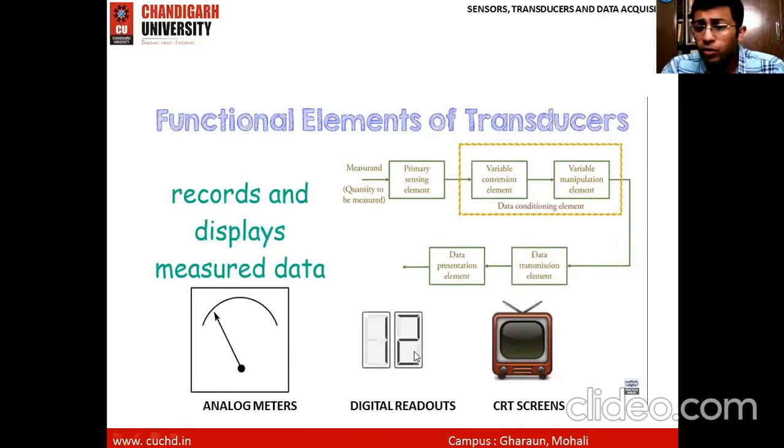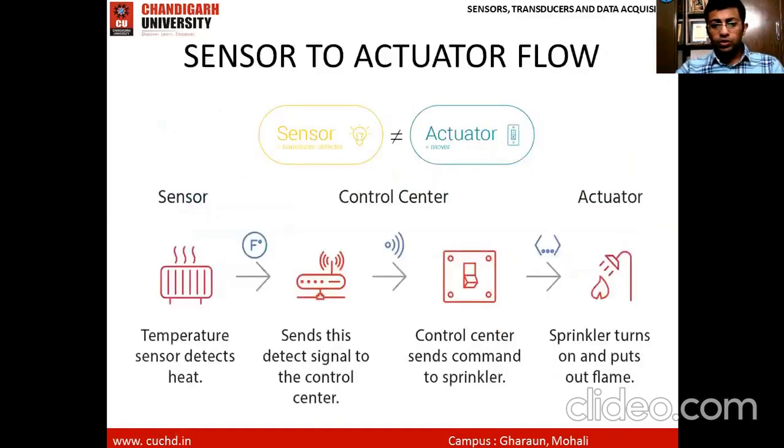Then in the form of digital readouts, digital meters can be there, or it can be in the form of CRT screens as well. CRT screens are your oscilloscopes. Just like you see the ECG machines, there the waveforms are moving. So just like those, you have CRT screens. Old televisions also used to have these CRT screens within them. Digital readouts are the digital counters. Okay. So I hope the difference between a sensor and a transducer is very much clear to you.